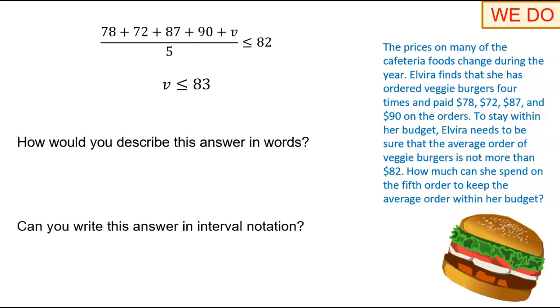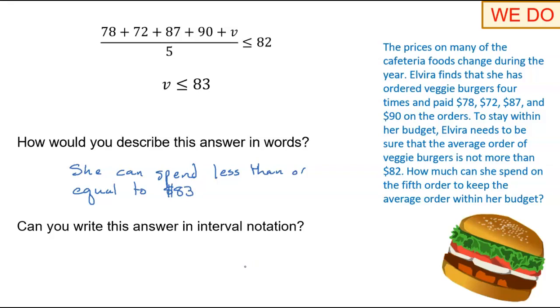So there's a summary again of what we just did. That was the inequality we set up, and that's the answer we got. How would we describe this in words? Well, once again, this answers the question, how much can she spend on the 5th order to keep the average order within her budget? So she can spend less than or equal to $83 to stay within the budget.